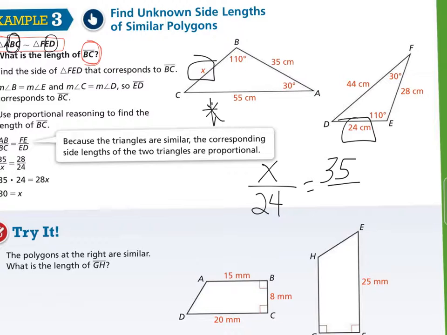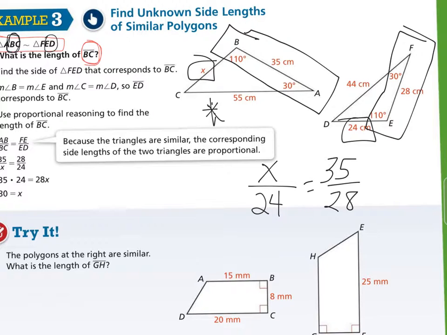For the 35, you can either go back and look at your similarity statement and say 35 was BA or AB, the first two letters, which matches up with FE, which is 28. Or you could look at the angles in this case. They gave me the angles. BA has a 110 and 30 degree angle, so the 110 and 30 degree angle gives me that 28 centimeters. They don't always have to give us the angles on these problems though, so make sure we know how to do it both ways.